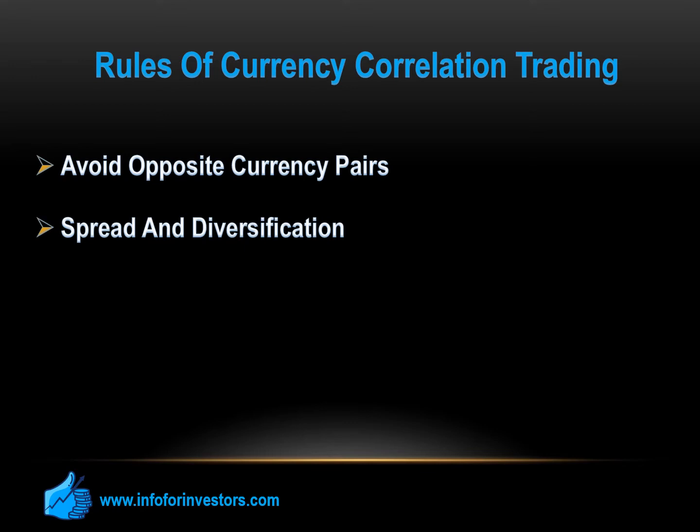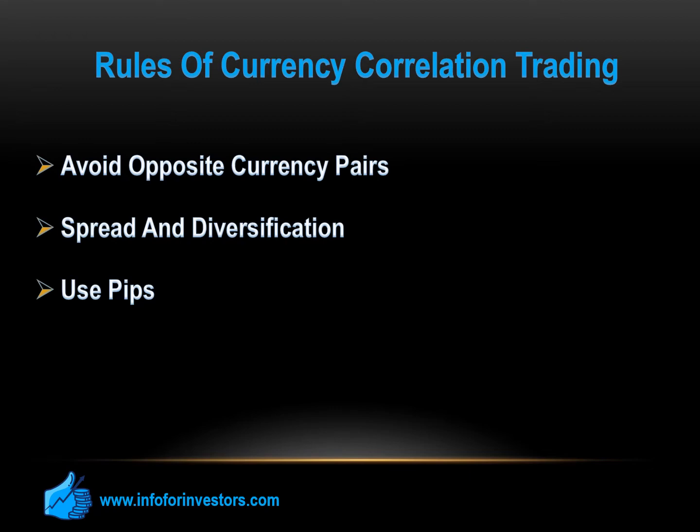The most important rules of currency correlations trading. The first thing to remember is to avoid opposite currency pairs. As a basic rule, avoid trading currency pairs that contradict with each other. For instance, the USD-CHF and EUR-USD pairs. If we look at the previous examples, we can see that these pairs pretty much all the time go in opposite directions. In practice, this means that you won't make a profit trading these pairs.